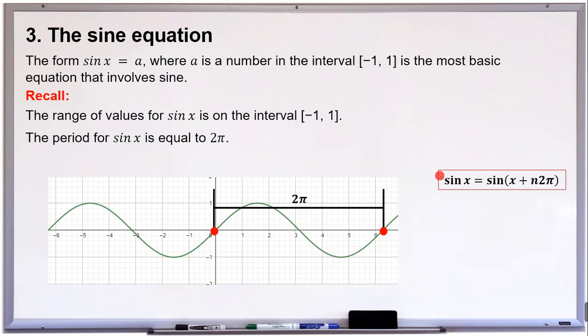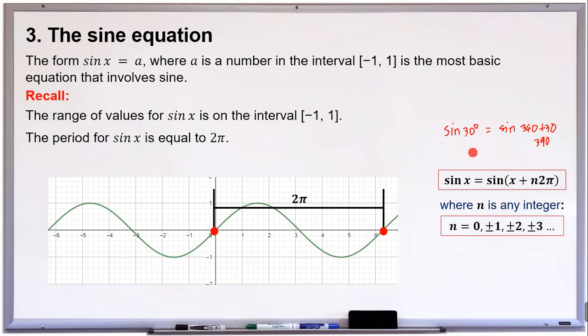So for the period of sine, the sine of the angle is simply equal to the sine of the angle plus another full turn, that's 2 pi or 360 degrees. Meaning to say, sine of 30 degrees is also the same as sine of 360 plus 30, that's 390, because the sine function is periodic at 2 pi or 360 degrees. Here, n is any integer. This is very useful when dealing with sine equations.